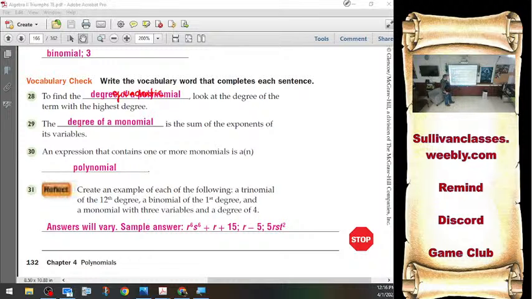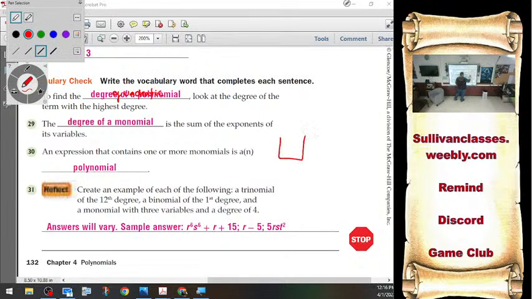What else we got? A binomial of the first degree. The only way you make a binomial of the first degree is to have some variable to the first, so no other exponent on there, and then some constant. That's the only way you make that one. So you could have said x plus 8. 329y minus 11. Okay, that would have worked. Because I would only have 2 terms.